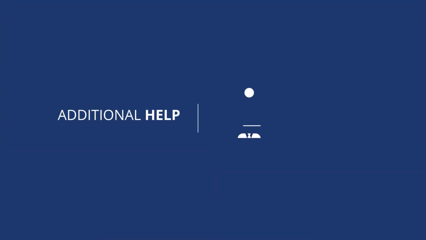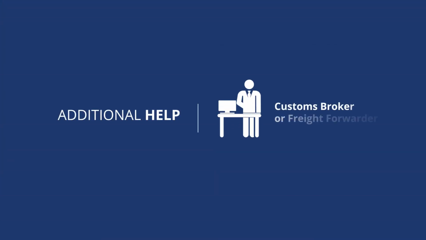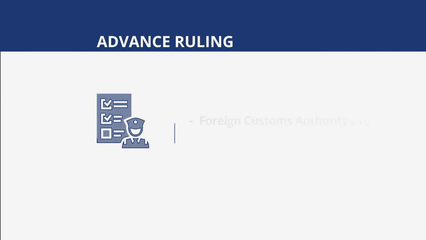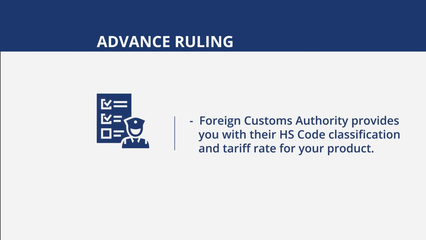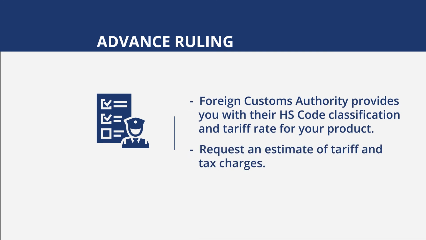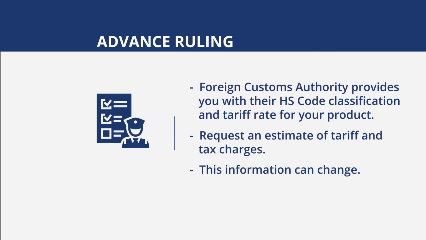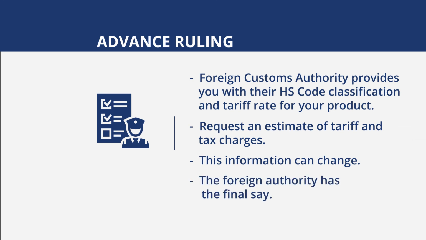For additional help with product classification and determining tariffs and taxes, talk with your customs broker or freight forwarder. Your local U.S. Commercial Service Office can also assist you. You can also seek what is called an advance ruling from a foreign customs authority. This provides you with their HS code classification and tariff rate. For larger shipments, you can request an estimate of tariff and tax charges. Remember that this information can change. The foreign authority has the final say on your product's code and applied tariff rate.